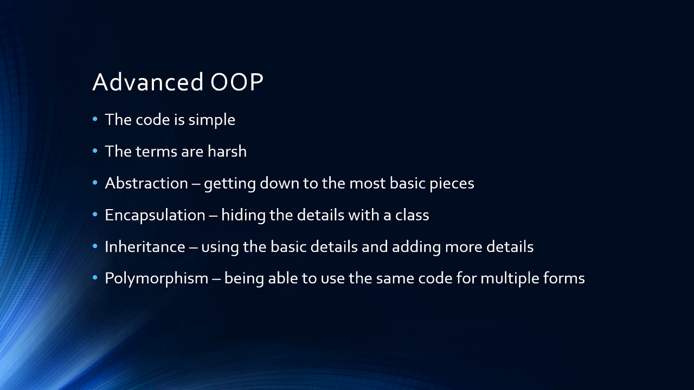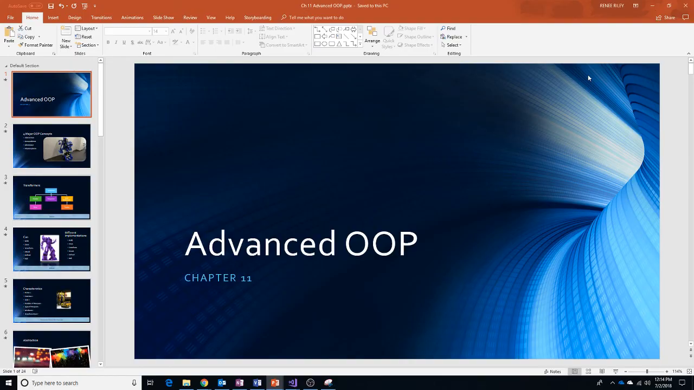Some new stuff comes out. And polymorphism is being able to use the same code for multiple forms, like I could use the same method name transform for all my different types of transformers. And so that's going to give me that ability to have that polymorphism. It's great stuff. Get some practice.